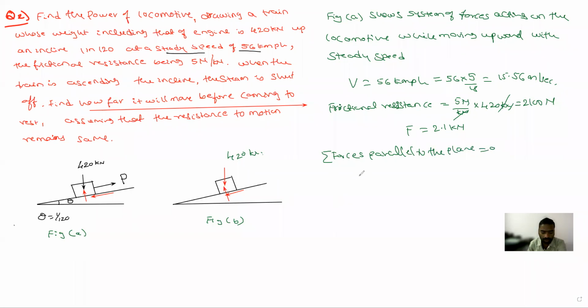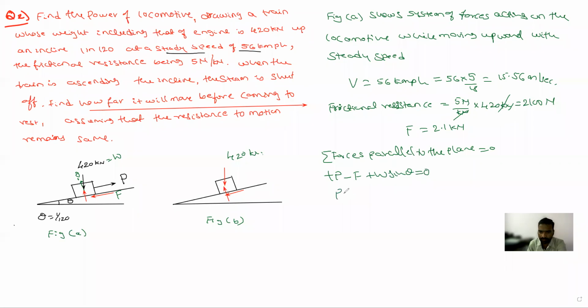Okay, now you can consider this one. So how much are the forces parallel to the plane? P is moving in the upper direction, so plus P. Then F is moving in the downward direction, so minus F. Then is there any other force? Yes, weight is acting downward. With respect to the normal direction, how much is the angle? This is also theta. So the weight W gives W sin theta. So it is P minus F plus W sin theta, equal to zero.